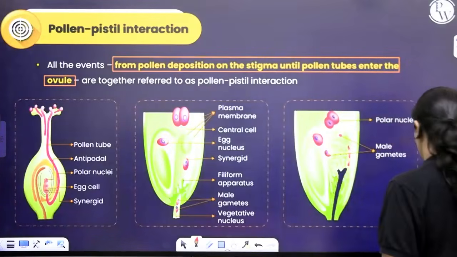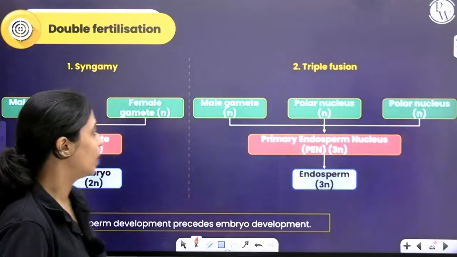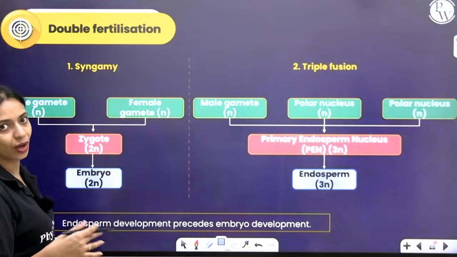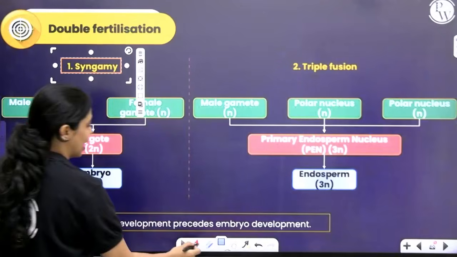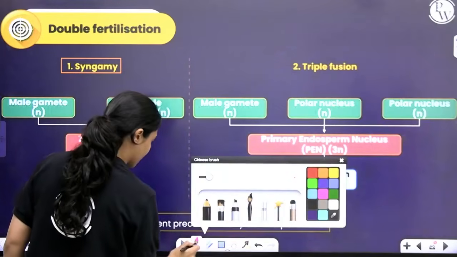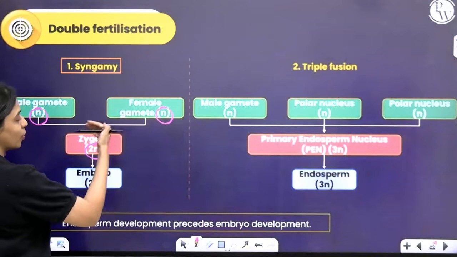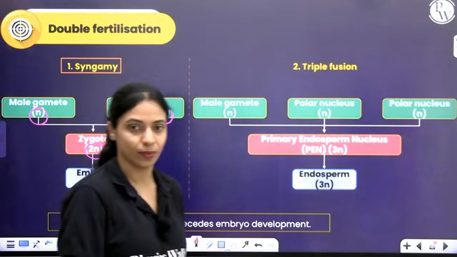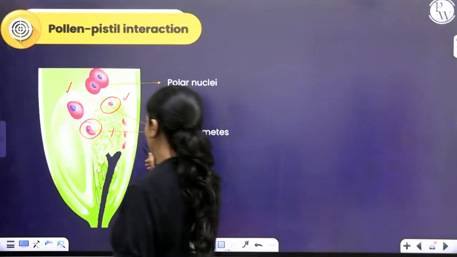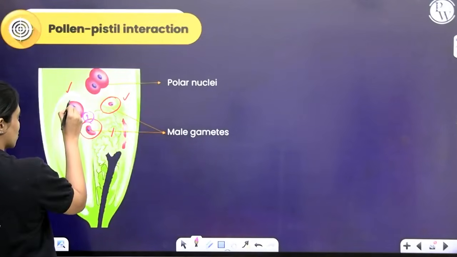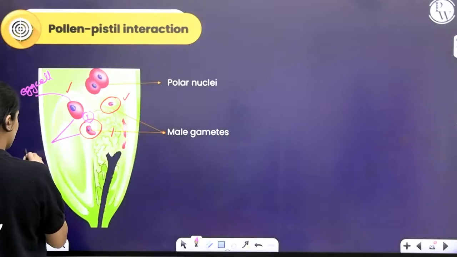Fertilization in angiosperms is a characteristic feature. We call it double fertilization because two fusion events take place. What happens in the first fusion event is very similar to how fertilization happens in most living organisms. Over here, syngamy takes place. The haploid male gamete will fuse with the haploid female gamete to form a diploid zygote. This diploid zygote will eventually become the embryo. That is called syngamy. So what happens in syngamy? One male gamete fuses with this egg cell to form the zygote, which is diploid.